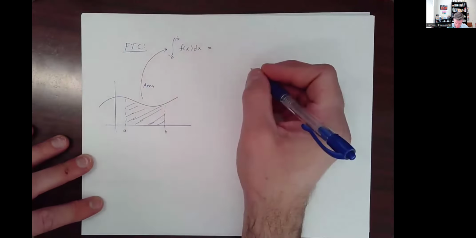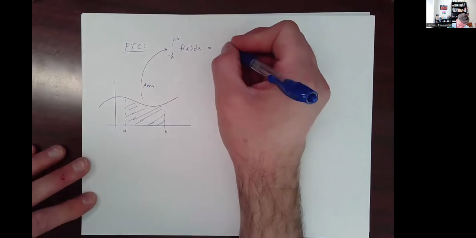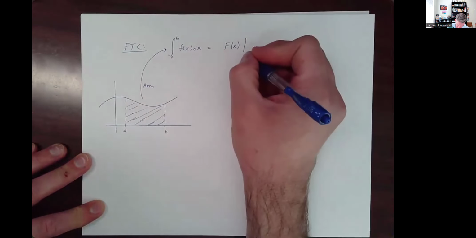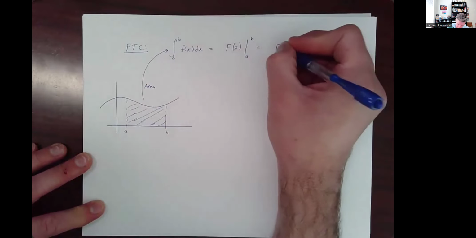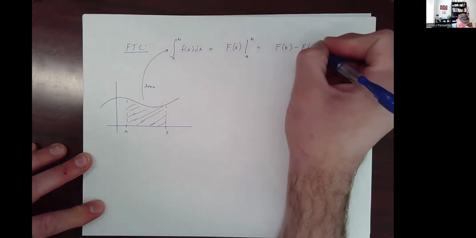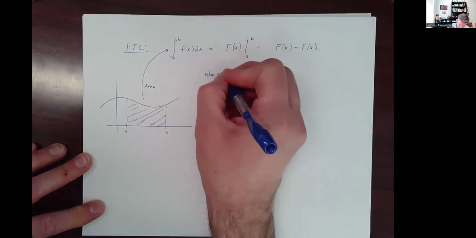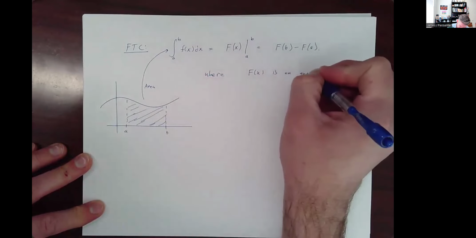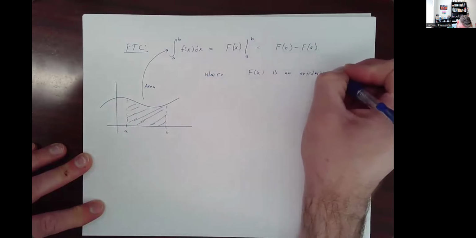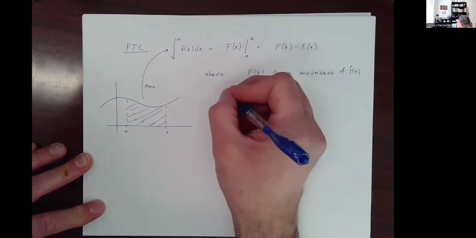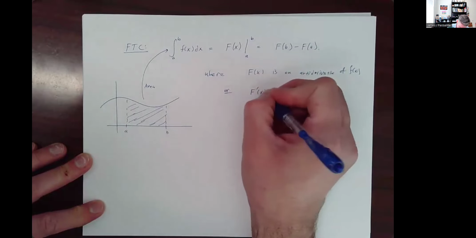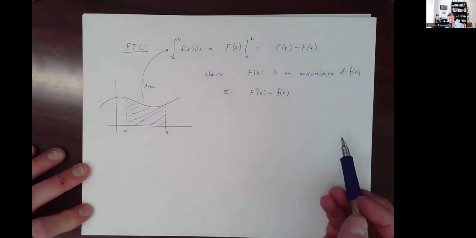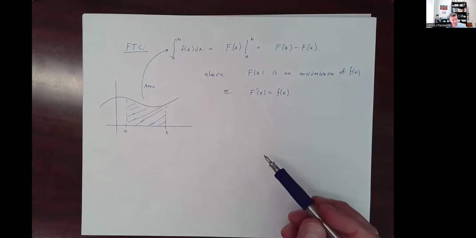And it's equal to the antiderivative of your function, which you write in the capital, evaluated between a and b, which we write as capital F of b minus capital F of a, where you can either say capital F is an antiderivative of little f, or the more mathy way to write that is the derivative of capital F is equal to little f. That's the same thing, right? If capital F is an antiderivative of little f, then the derivative of capital F should be little f.